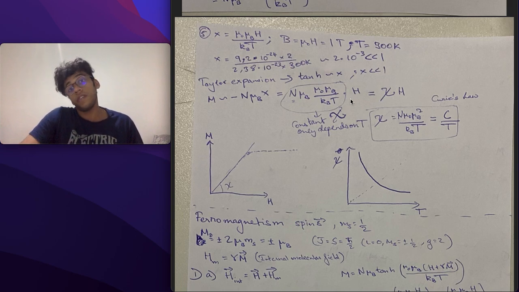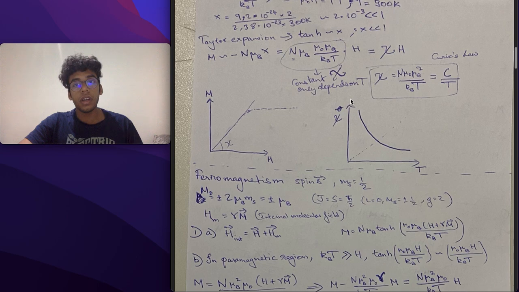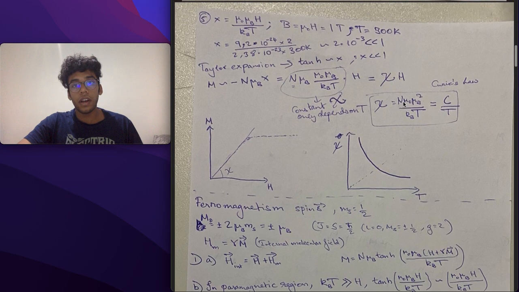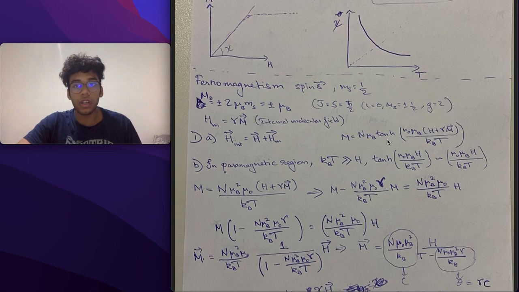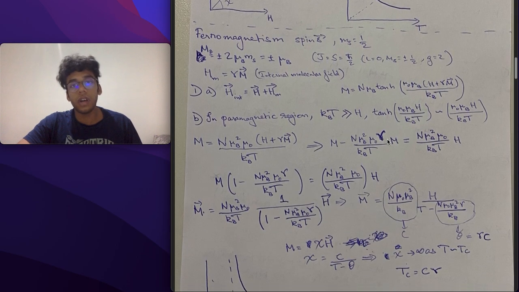So we have arrived at a formula for susceptibility already, and since your susceptibility is a function of temperature, you have arrived at Curie's law, right? And then you see the graph here, just to visualize the whole thing.